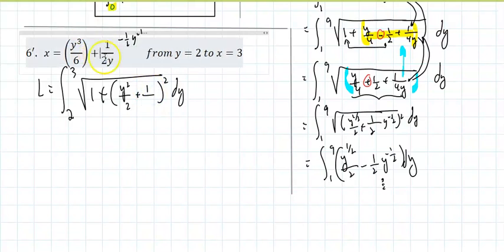Again, I made those up. I didn't think about them as much. Now that I'm thinking about it, when you bring the power down, it's going to be negative 1 over y squared.